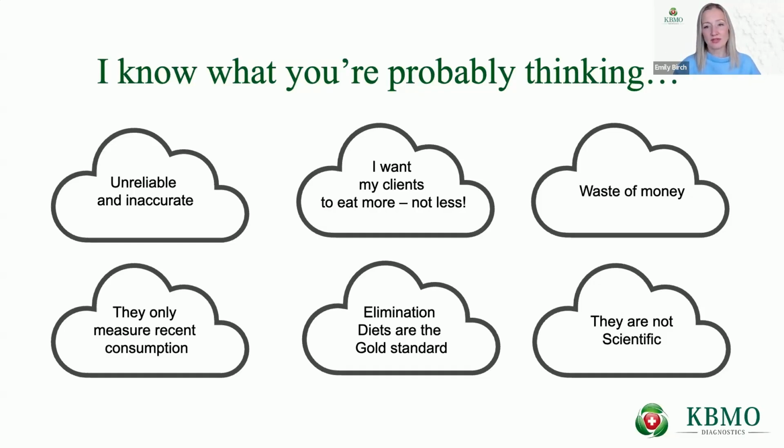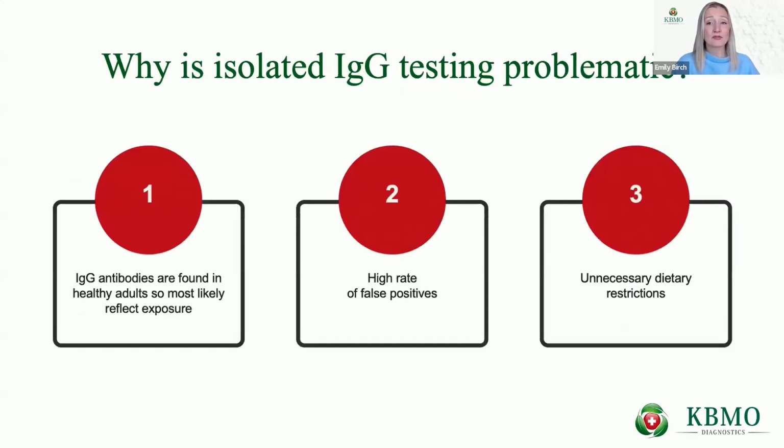And we agree with all of these things because most food sensitivity tests only test IgG, which is problematic. And the reason it's problematic is because, well, there are three reasons right here. There are a number of reasons, but three of the biggies are right in front of us now. So first things first, IgG antibodies are found in healthy adults. So they most likely reflect exposure, not necessarily reaction. Okay, so recognition, not necessarily immune response.